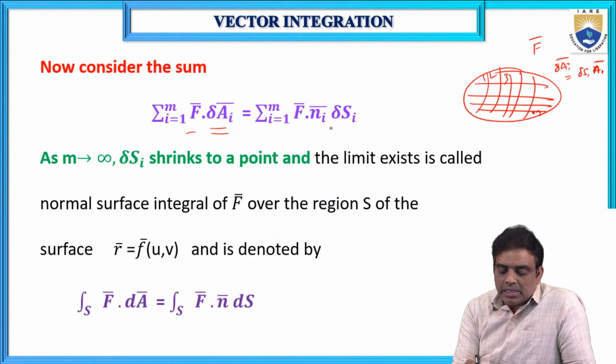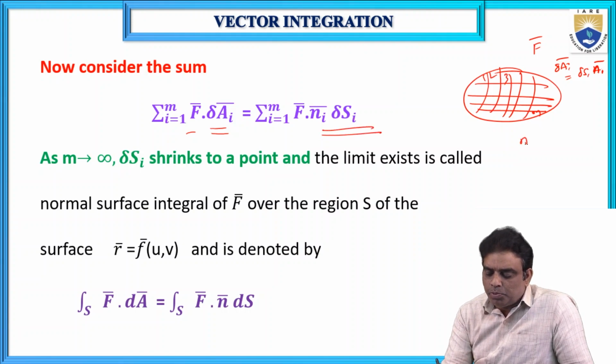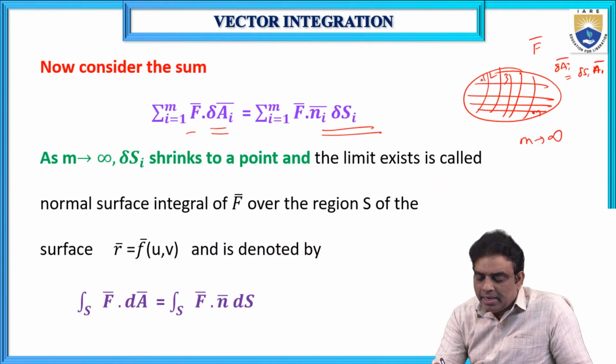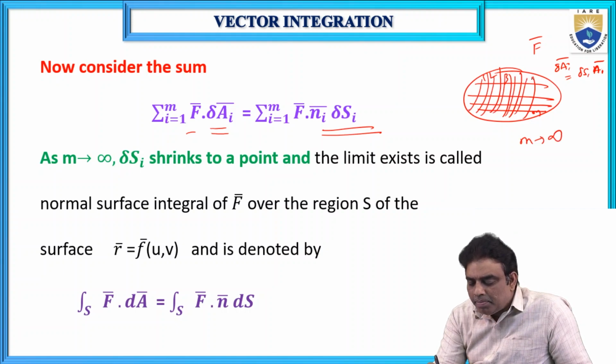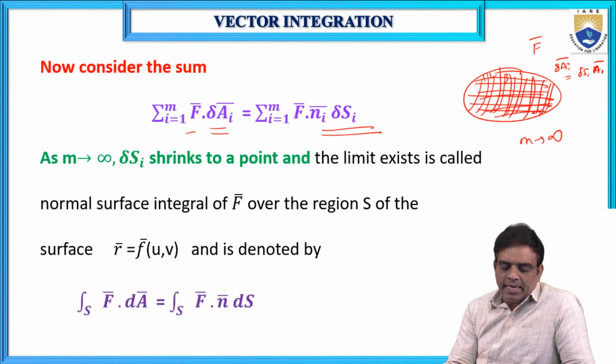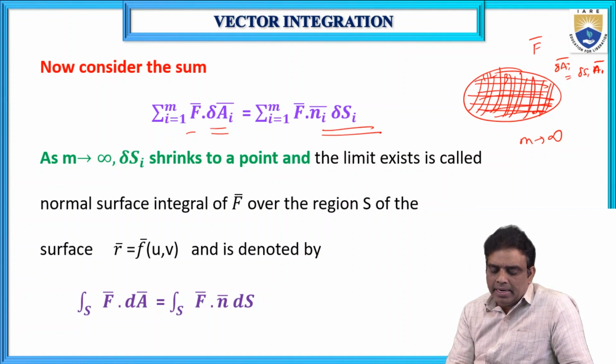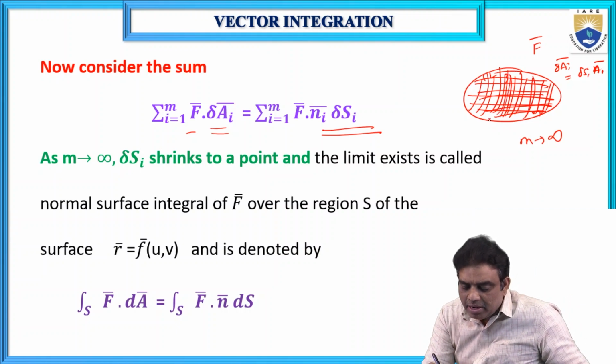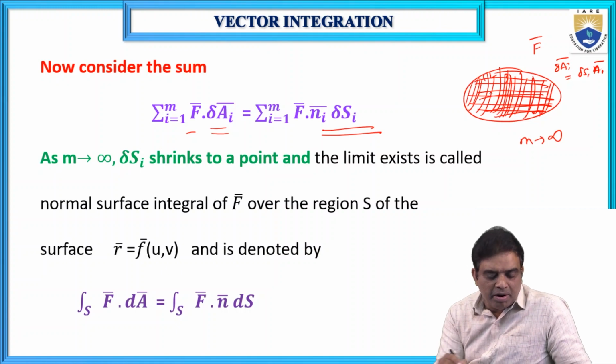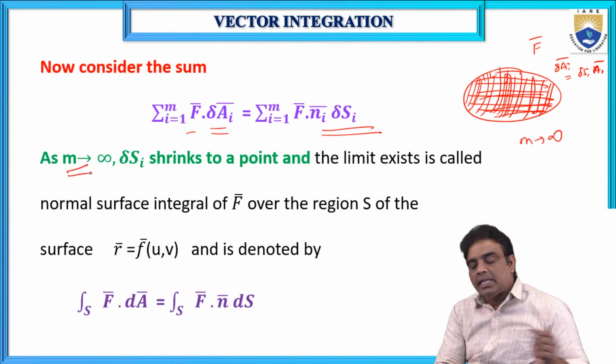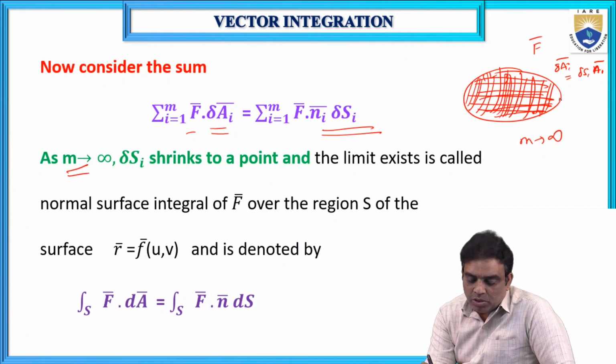Now consider this sum as m tends to infinity. As m tends to infinity, these areas will shrink, the area delta Si shrinks to a point, and its value will almost become 0. Here m is the number of rectangles, the number of regions into which the total surface is divided.